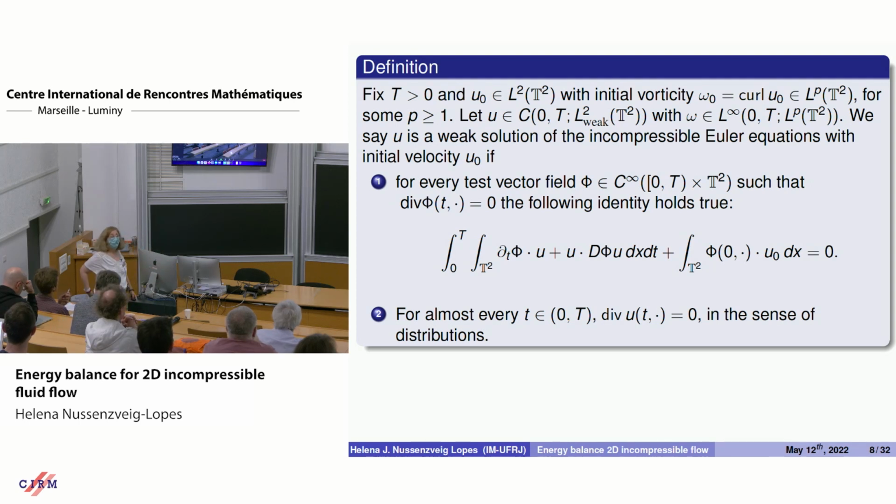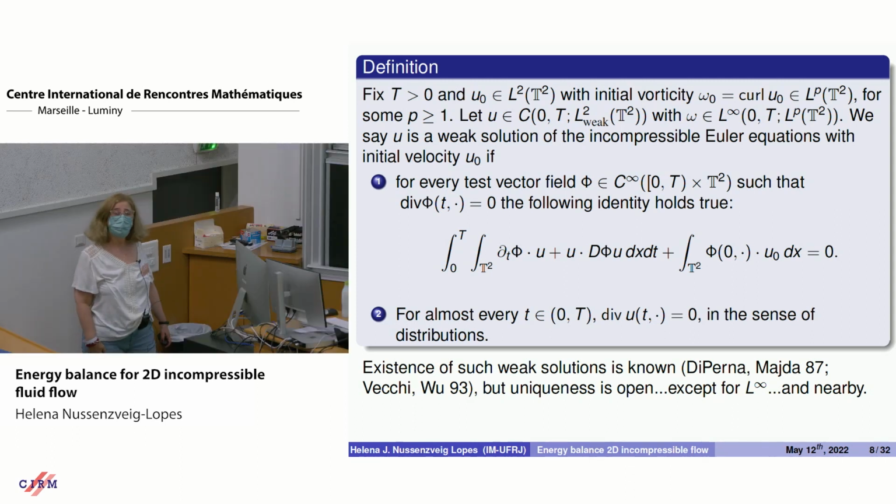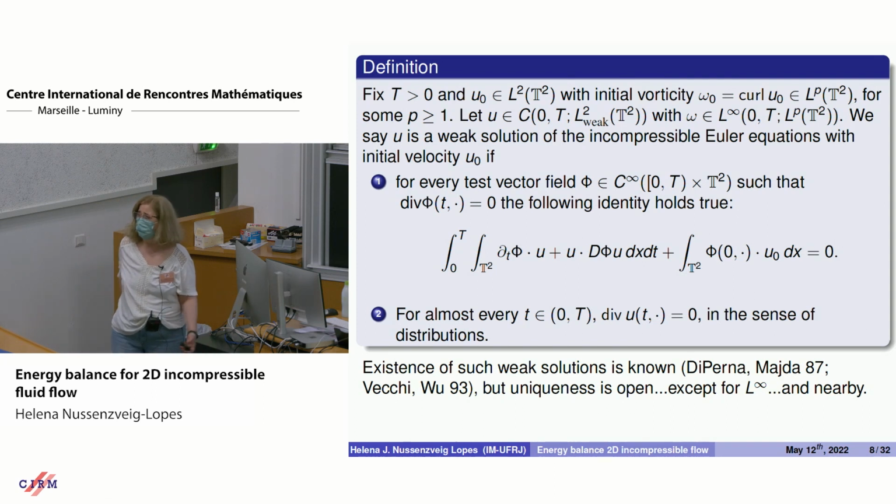Okay, so if you just multiply your equations by the test vector field and throw derivatives onto the test vector field, you get the identity displayed here, and the divergence-free condition has to be satisfied in the sense of distributions. Now, existence of such weak solutions is known for all values of p greater or equal to 1. So p greater than 1 was work by DiPerna and Majda from the late 80s. P equal 1 is work by Vecchi and Wu, and it's also sort of implied in the work of Delort from 1990. Uniqueness is open except at either L infinity or some nearby spaces.